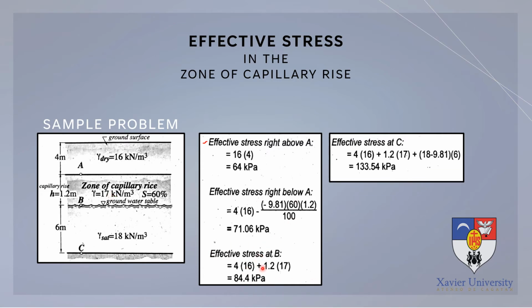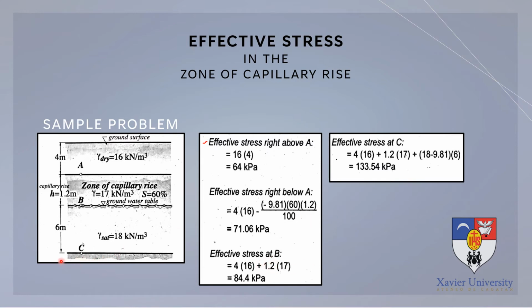So still, there is no presence of pore water pressure in this layer or at this point, because the groundwater table is still below our point B. So the effective stress at point B and the total stress at point B are just equal because the pore water pressure is 0.